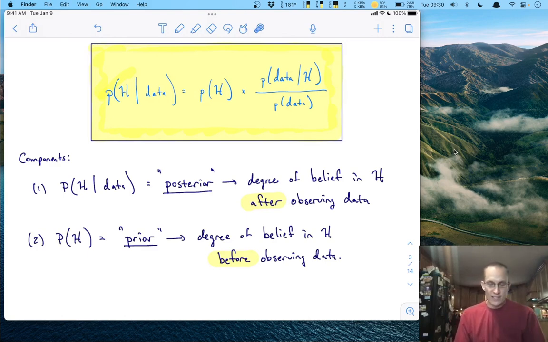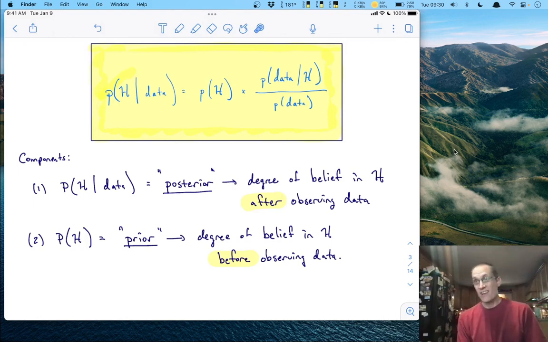This symbol P of H is called the prior. Prior is simply the degree of belief in the model before observing the data. Now this is interesting, right? Notice it does not have that conditional on data statement. So this is how much you believe in the model before you see the data. And then the posterior, this guy, is how much you believe in the model after seeing the data.